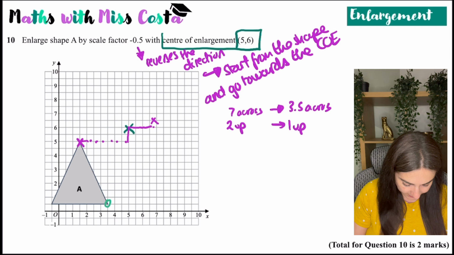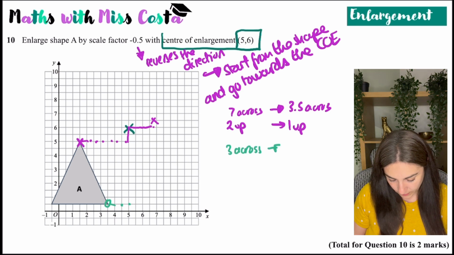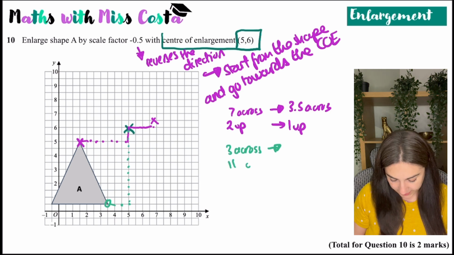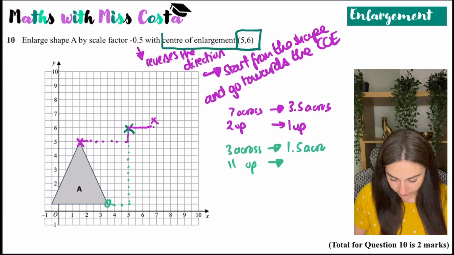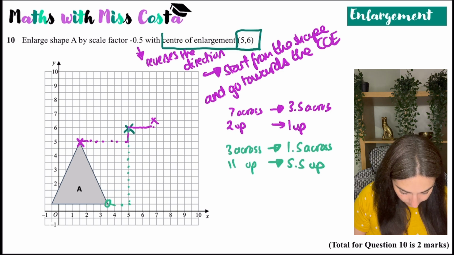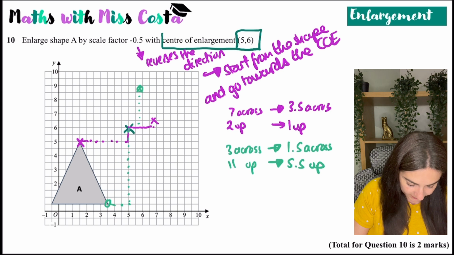Let's try it with the next coordinate. So that's the next vertex. So how many do I go across? I go 1, 2, 3 across, and 1, 2, 3, 4, 5, 6, 7, 8, 9, 10, 11 squares up. So once again, times that by 0.5. So I'd go 1.5 across and 5.5 up. So from the center of enlargement, I go 1.5 across and then 5.5 up. So that would be there. Oh, and that was a circle.